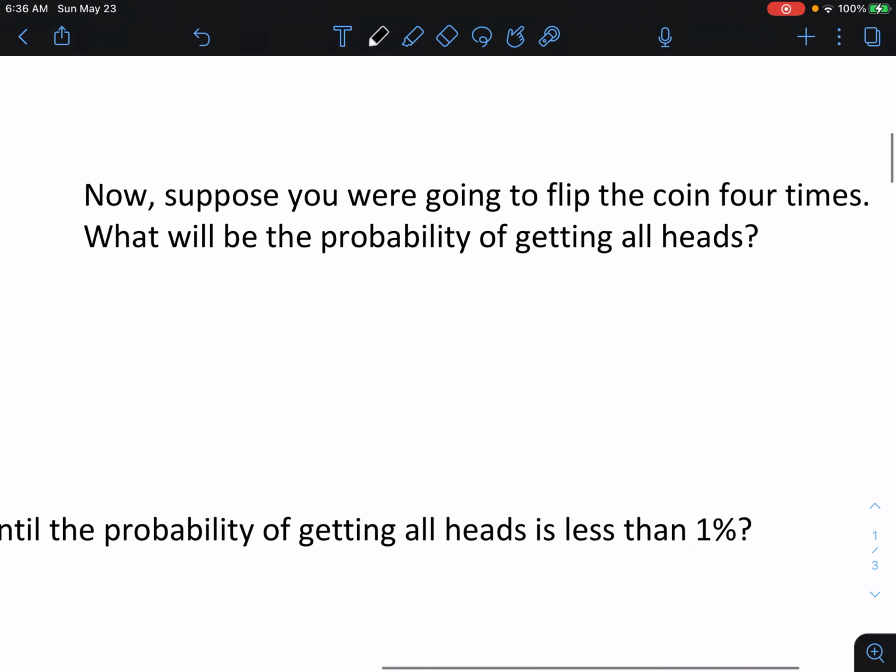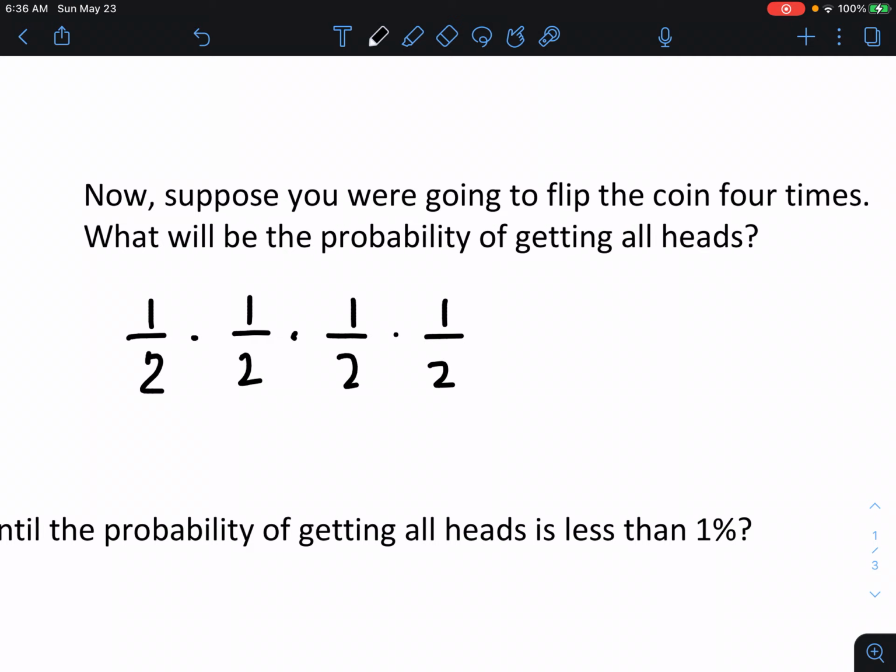How about 4 times? We could keep going, right? It doesn't change, so it's 1/2 times 1/2 times 1/2 times 1/2. So we have 4 fractions now because we have 4 coin flips we're talking about. And so we multiply them all together and we end up with 1/16.